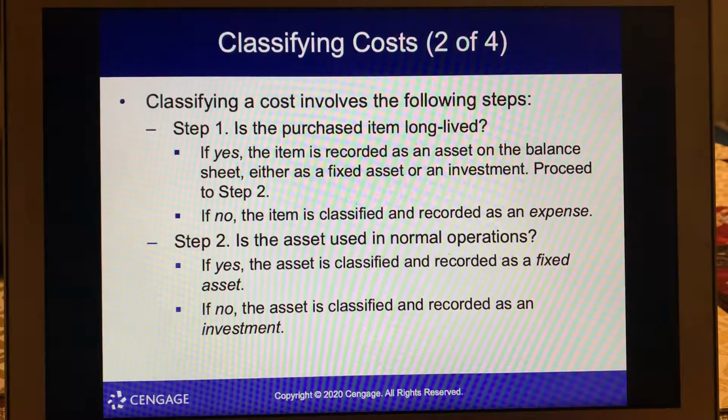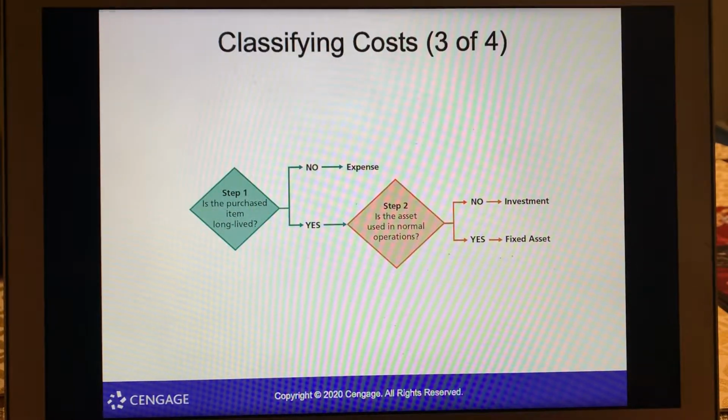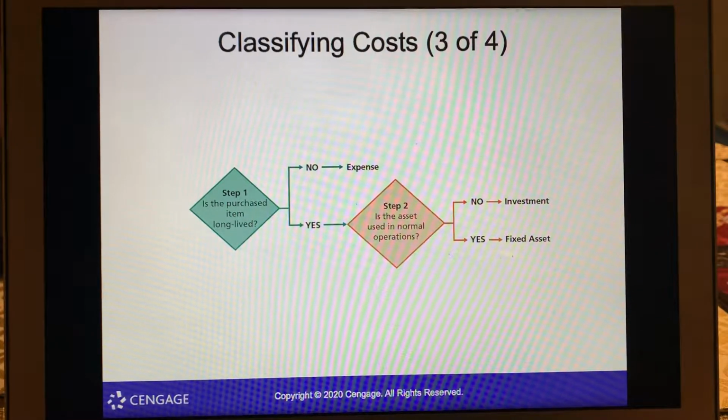Step 2: is the asset used in normal operations? If yes, the asset is classified and recorded as a fixed asset. If no, the asset is classified and recorded as an investment. So here's a diagram of it. For step 1, if it's yes, you move on. If it's no, it's an expense. Step 2, if it's yes, it's a fixed asset. If no, it's an investment.